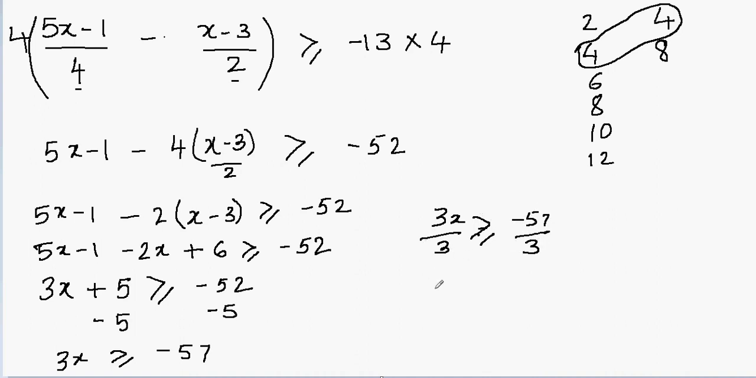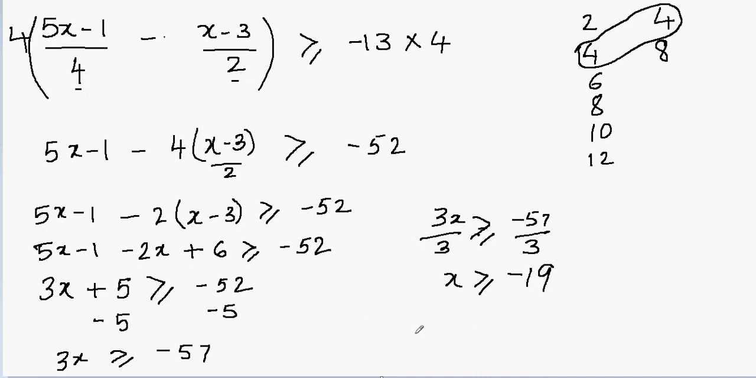3 and 3 will cancel out each other. We have x greater than or equal to, now negative 57 divided by 3 will give me negative 19. So this is my final answer. Now how do I graph this inequality?